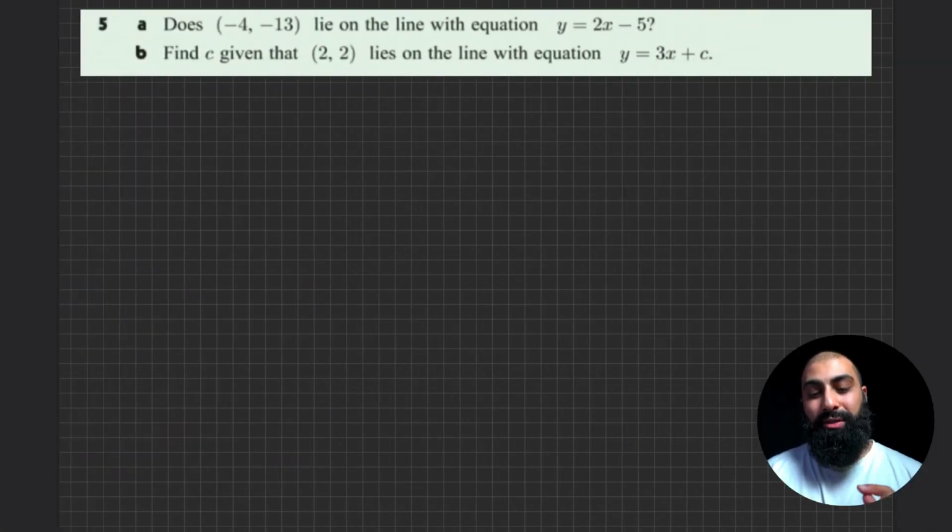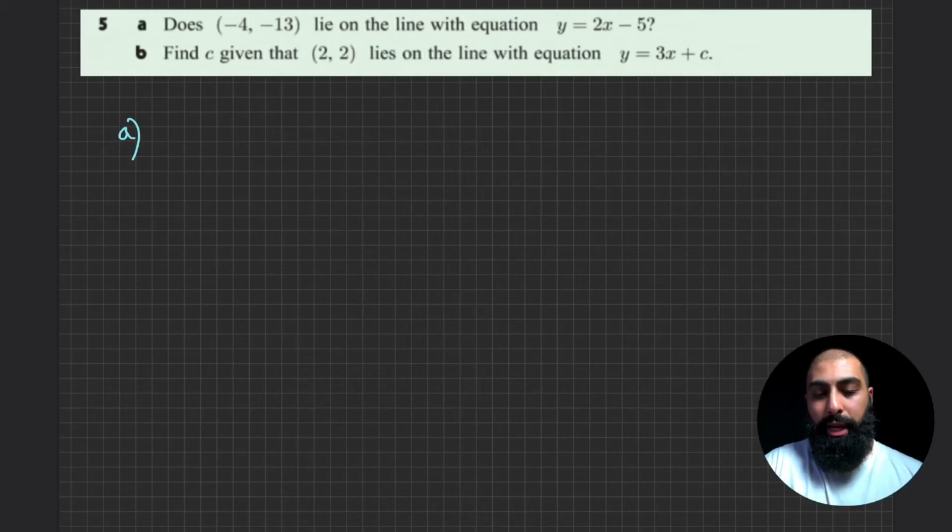Right, moving on to question 5. Does the coordinate -4, -13 lie on the line with equation y equals 2x minus 5? And part B, find c given that 2, 2 lies on the line with equation y equals 3x plus c. So pause the video and try it for yourself, and then play, and I'll show you the solution.